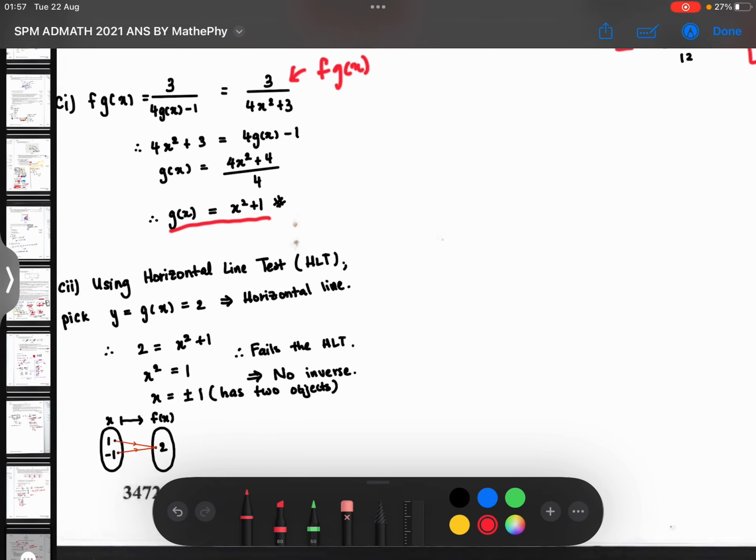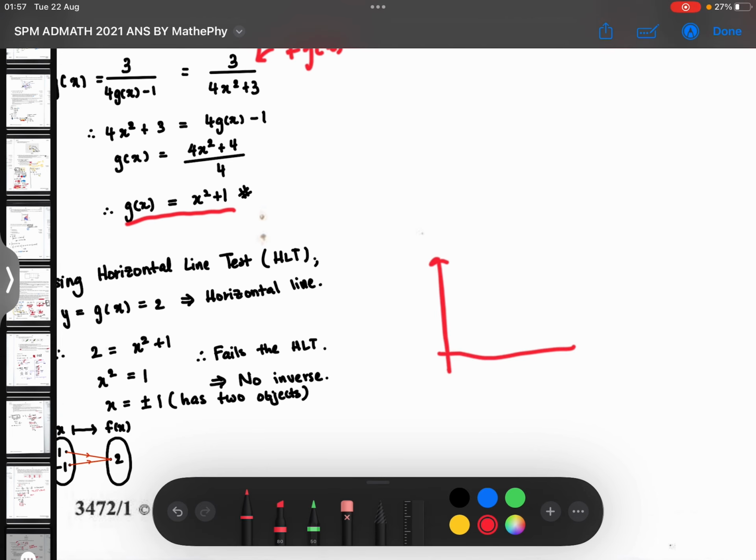So horizontal line test, because I know that this is actually a quadratic curve, so assume that it's like this. Okay, so this is an assumption. Because it has no real root, so I guess it should be like, wait, let me think. Should be like this, right? Okay, g(x) is x squared plus 1.